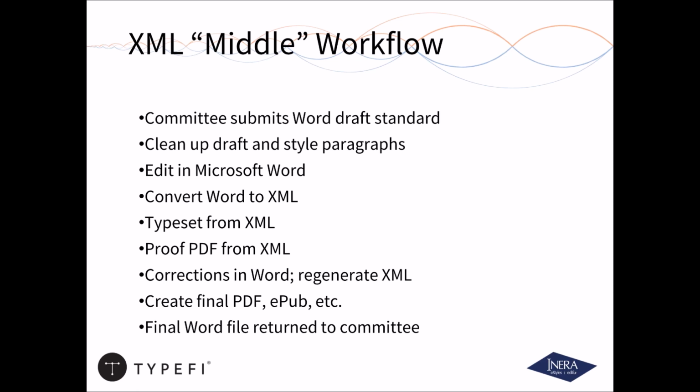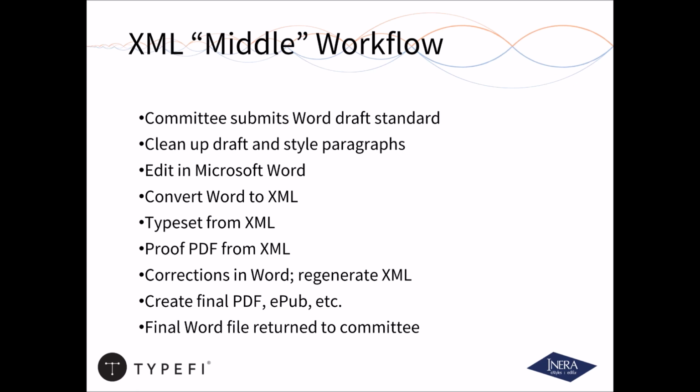So instead of creating a PDF from Word, you create the PDF from that XML. Then you proof that PDF that was created from the XML. If the PDF is right, you know that the XML was right because the PDF has been created automatically from that XML. If you need to make corrections, you do them in Word, you regenerate new XML, and finally, once you've proofed the PDF and blessed it, you can create your EPUB and your other derivative formats.